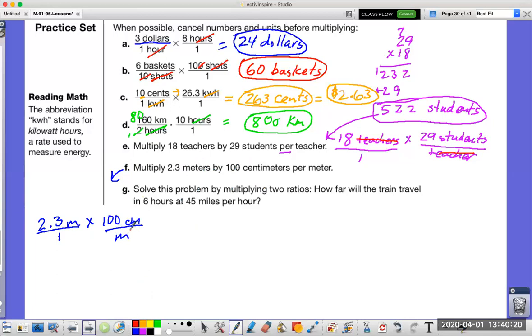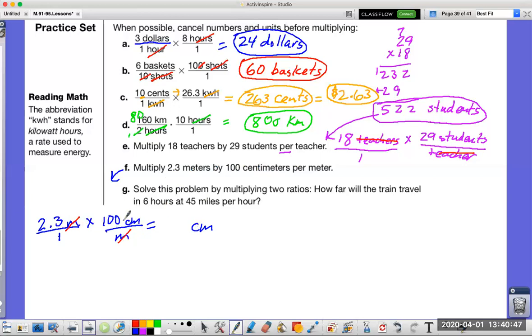And now I can cancel out this m and this m. See, that one's in the numerator, this one's in the denominator. So that cancels out. I know what my label is going to be on this one: centimeters. I don't even need to look back at the question or what kind of problem they're asking me to do here. I just see that there's no more meters left, and all I've got left is the centimeters. So that's going to be my final label.